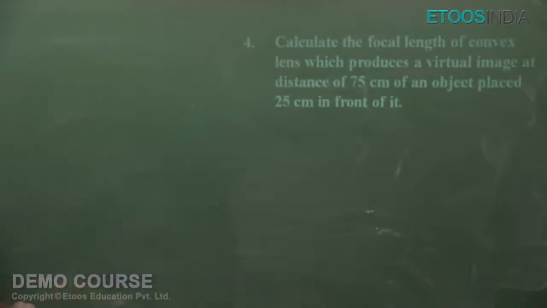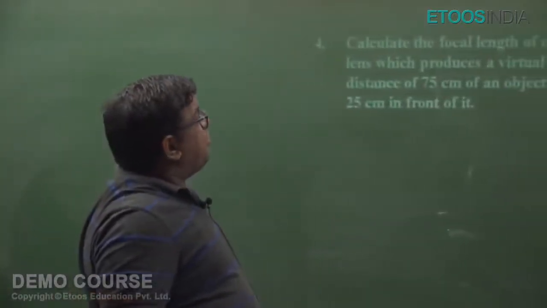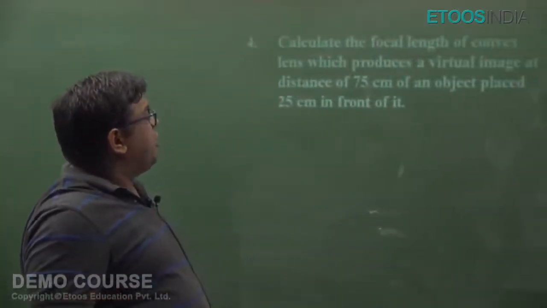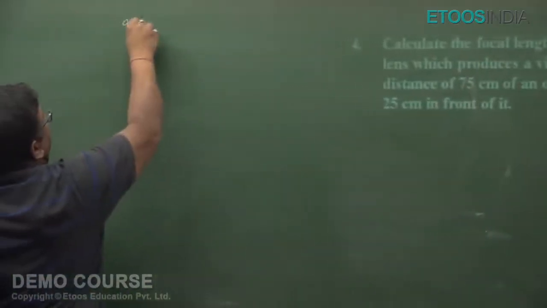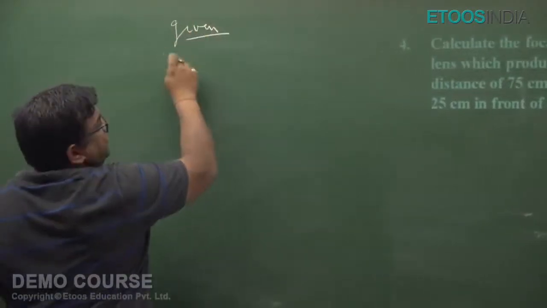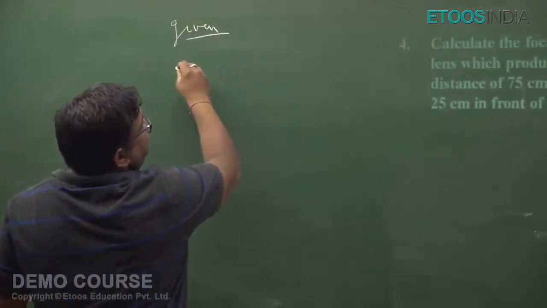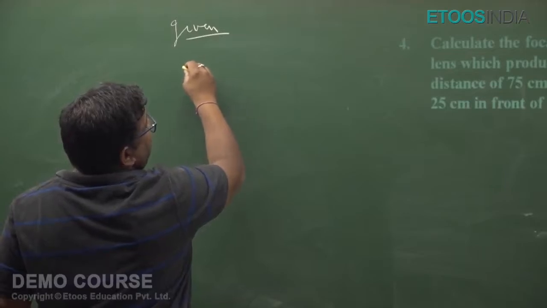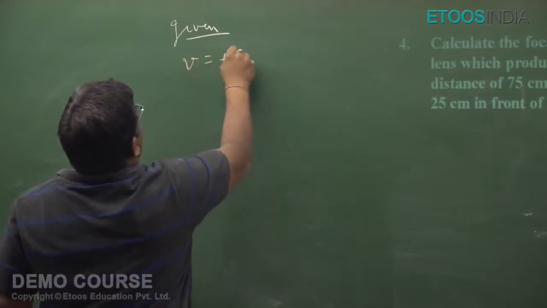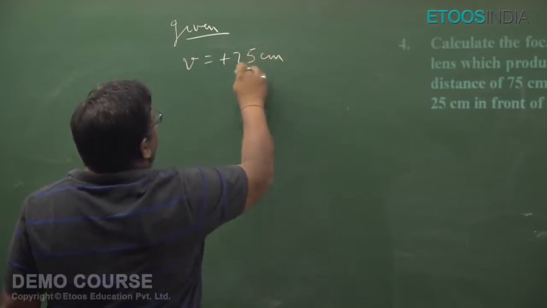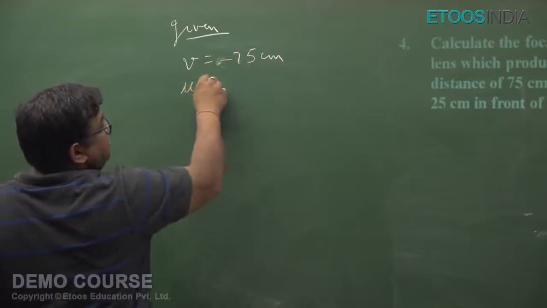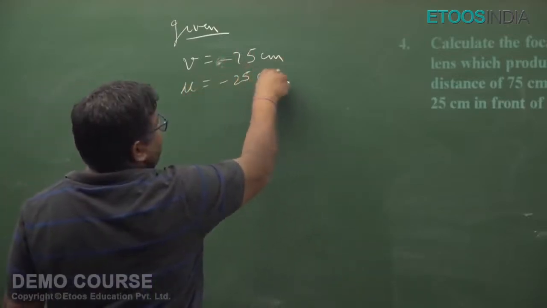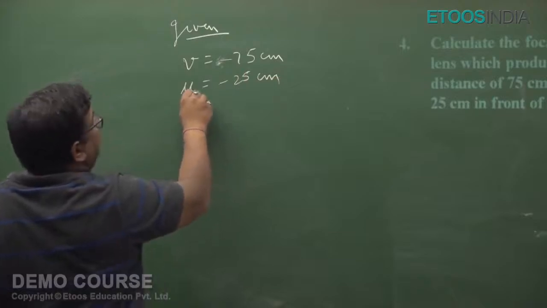Calculate the focal length of convex lens which produces a virtual image at distance of 75 centimeter from an object placed 25 centimeter in front of it. It is the same type of question, so can be done very easily. What are the given things here? Virtual image of distance V is plus 75 centimeter. Sorry. Since it is virtual, we will take it negative. What is U here? It's minus 25 centimeter, and we have to find the focal length.